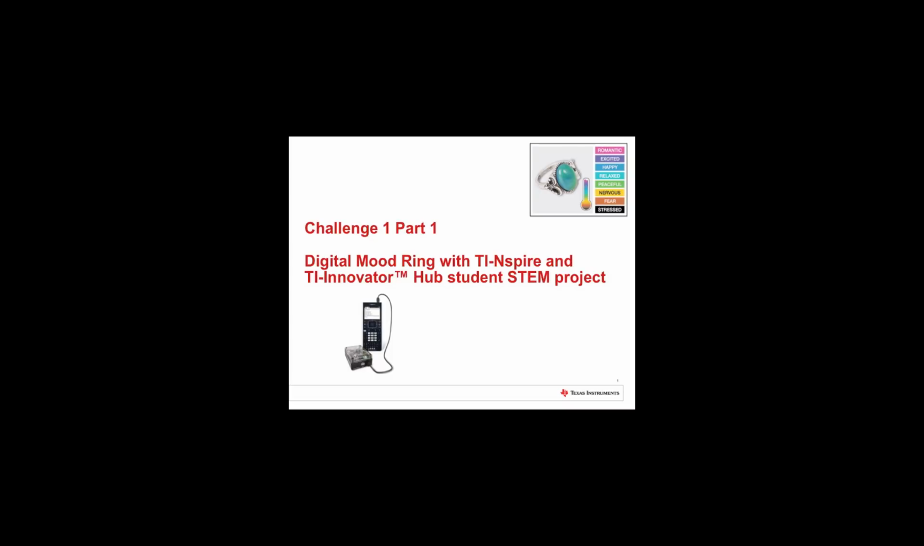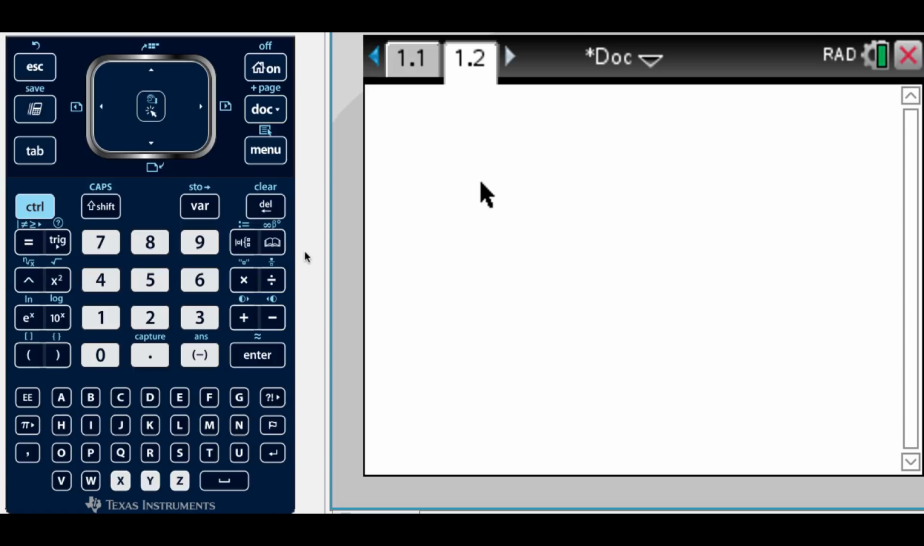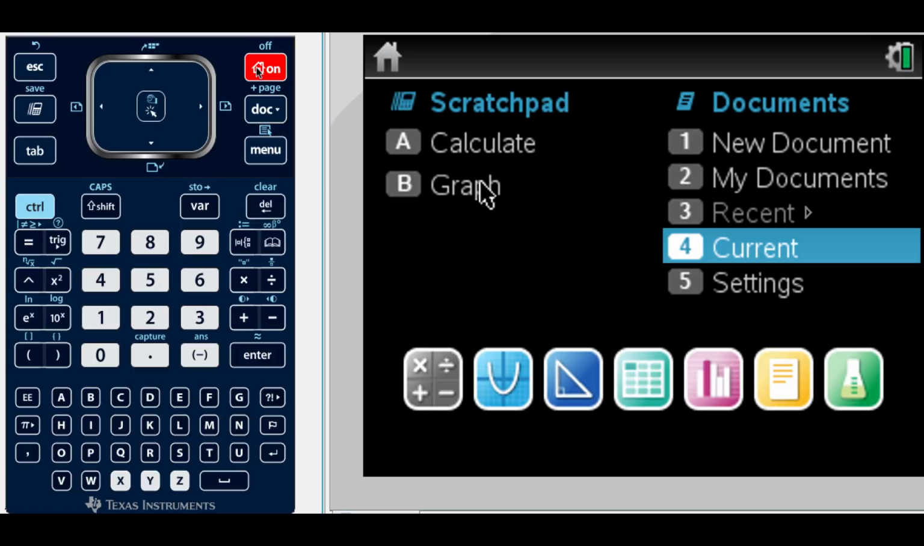Let's get started with Digital Mood Ring Challenge 1. Challenge 1 begins on page 3 of the Digital Mood Ring by Challenges document. Press On to return to the home screen. Use the arrow keys to move to one new document.